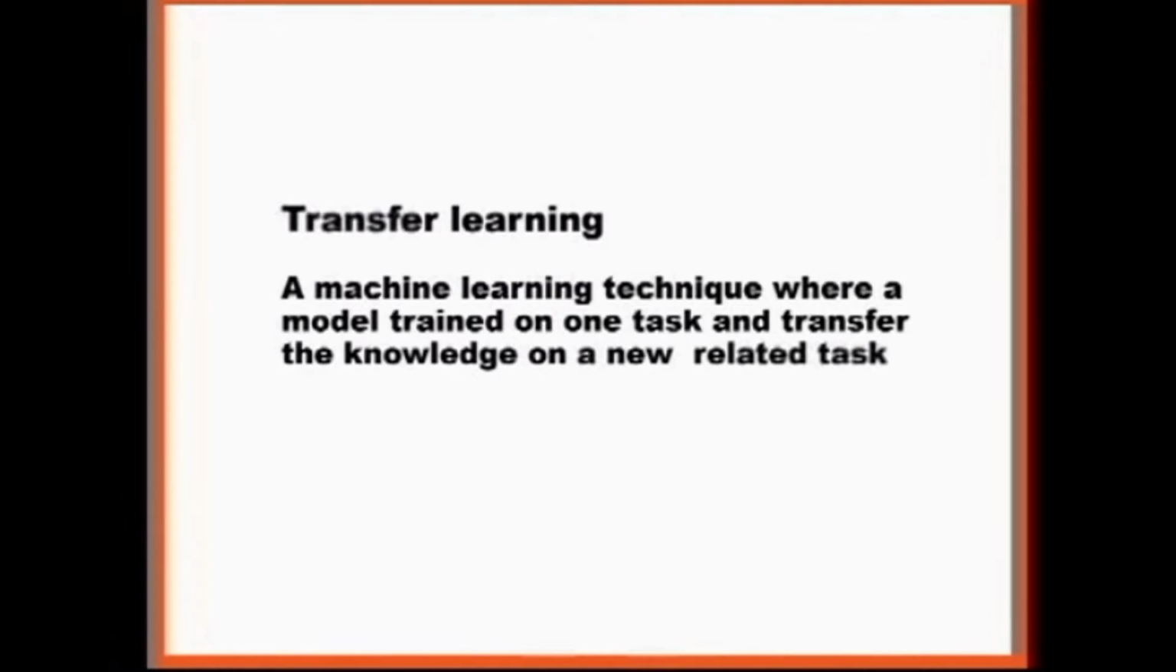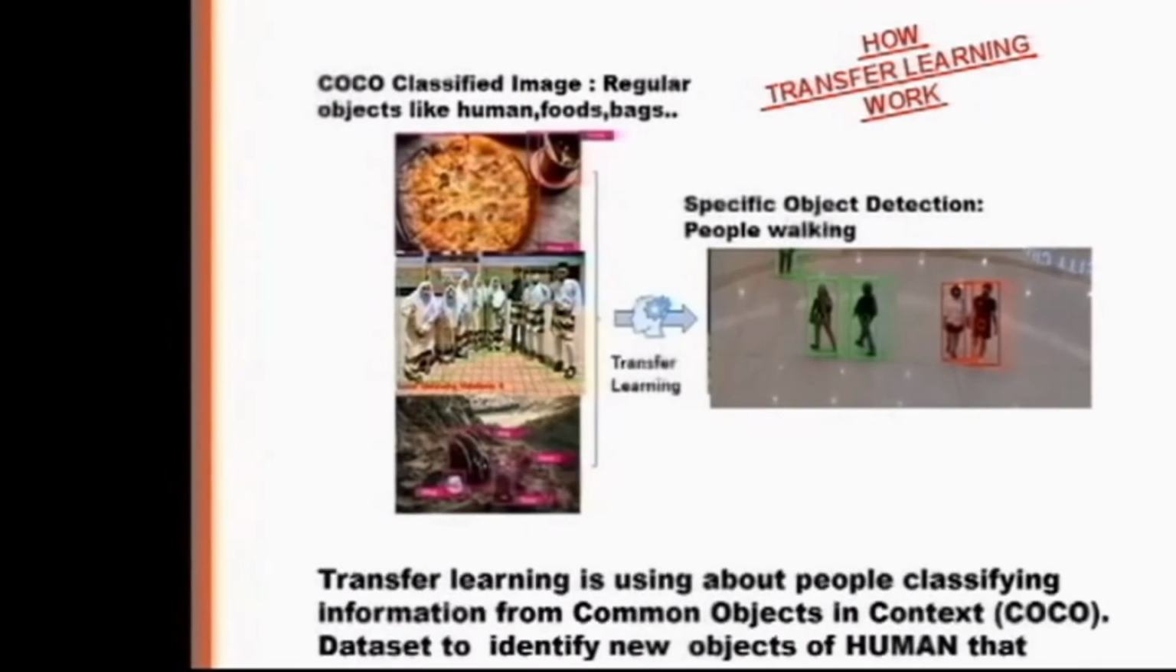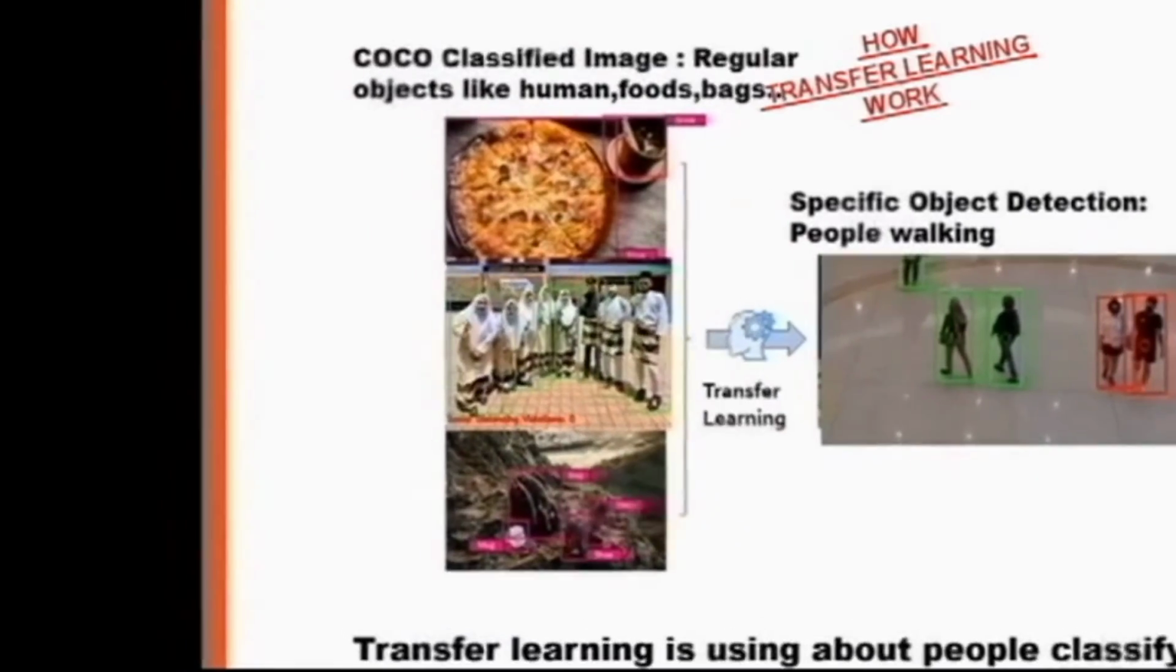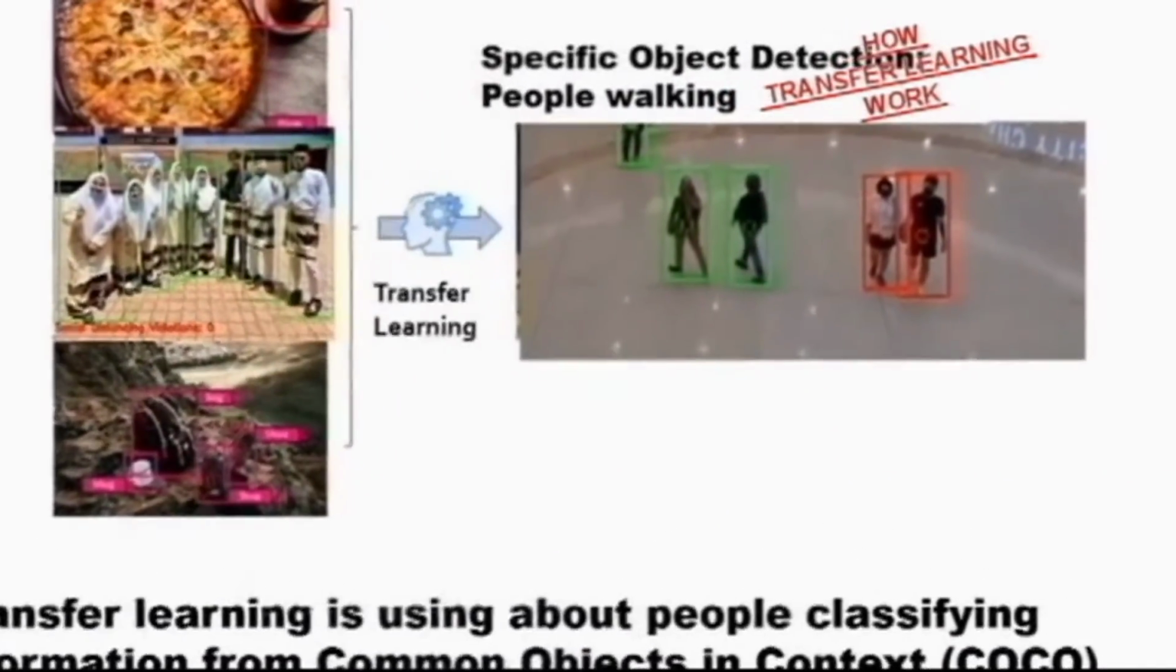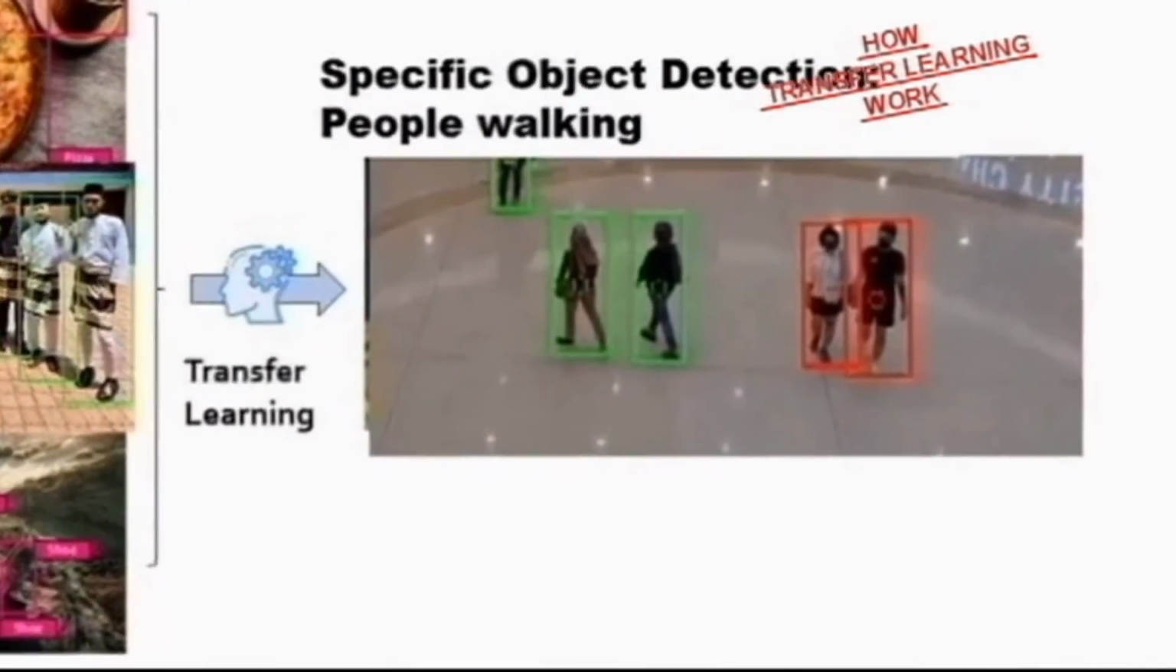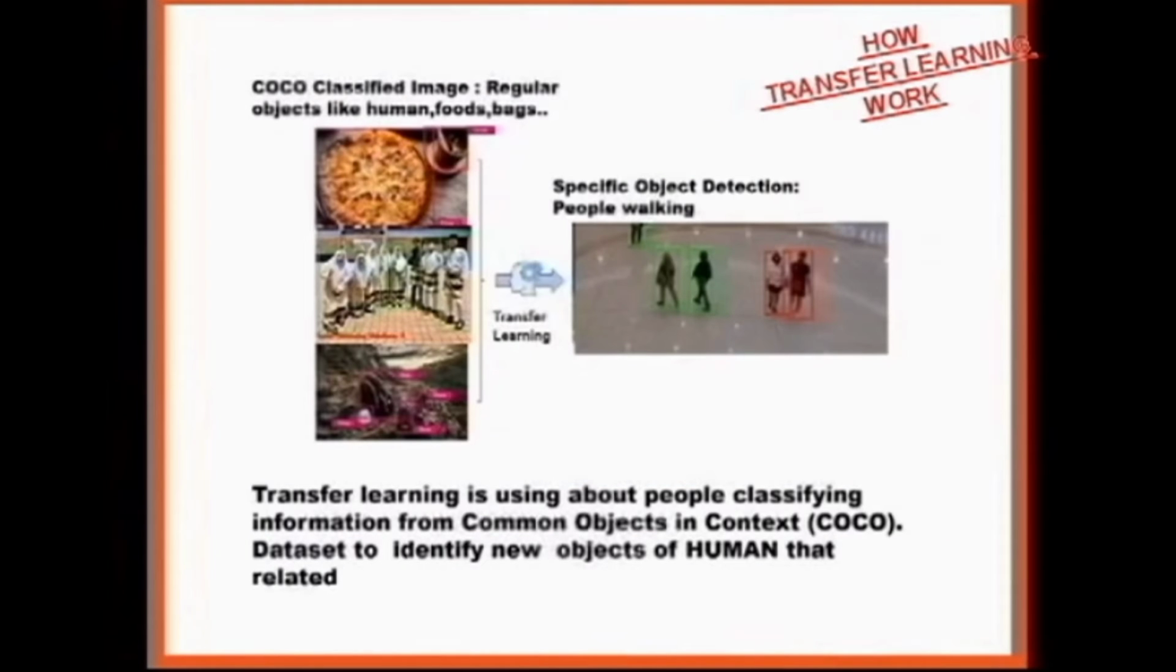Transfer learning is a machine learning technique where a model trained on one task is used on a new related task through transferring knowledge. Transfer learning uses all the classifying information from Common Object in Context, COCO, to identify new related objects. The main advantages of transfer learning are saving training time and better performance of the neural network.